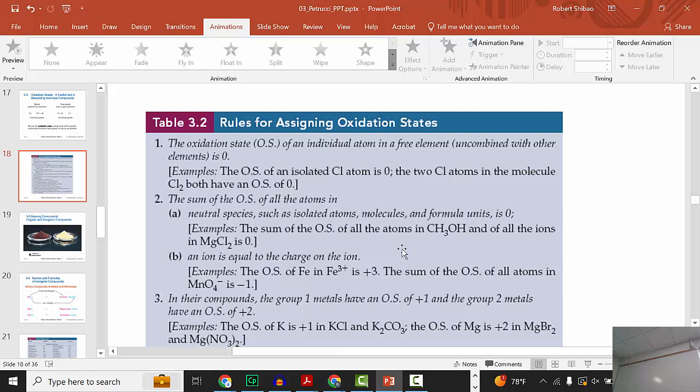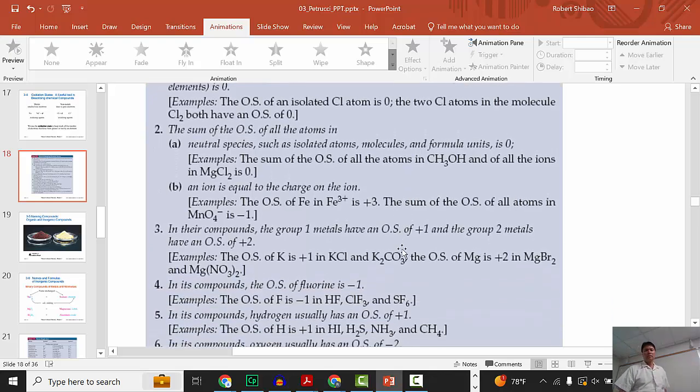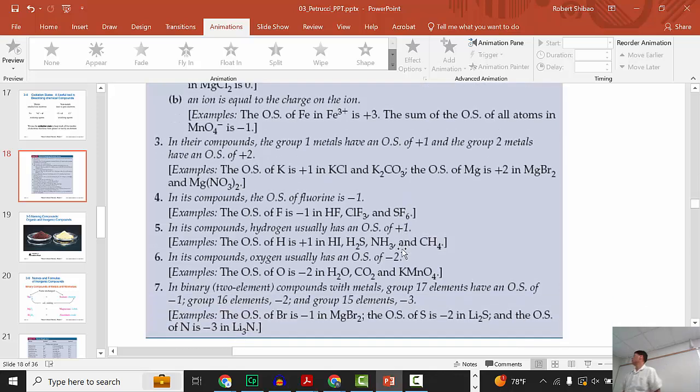The sum of the oxidation states of all the atoms in a compound or an ion has to add up to the net charge. The net charge might be 0 or the net charge might be non-zero. That's what this is saying. 3. We assign oxidation states in a certain order. And this order is important, otherwise we might make a mistake.